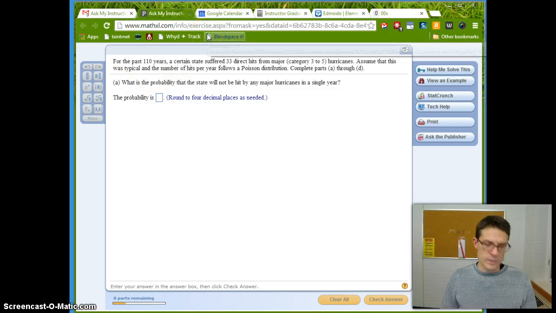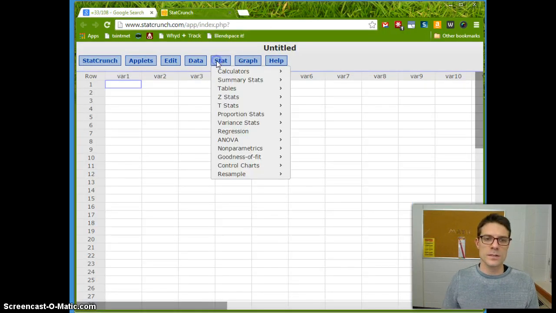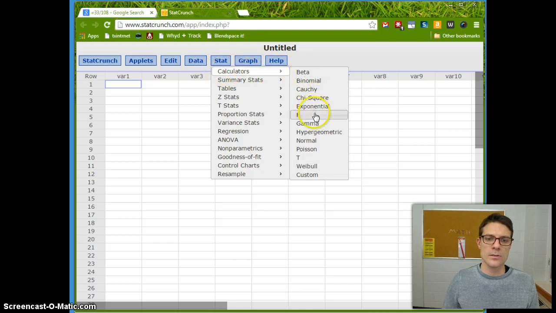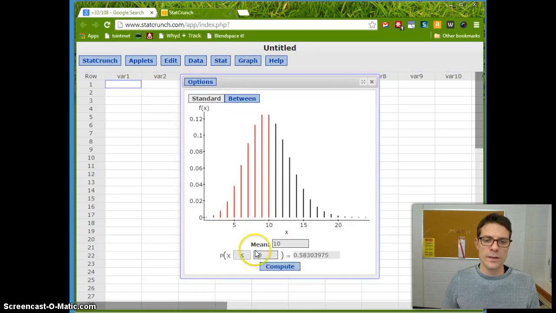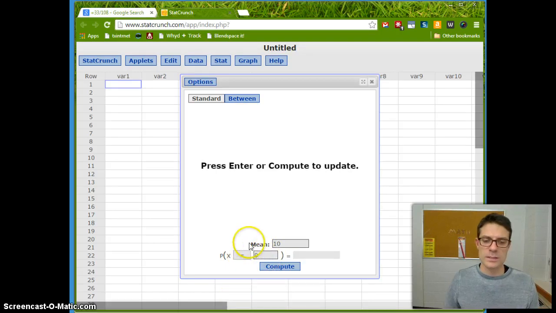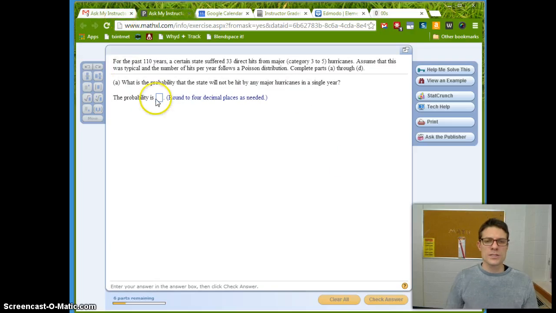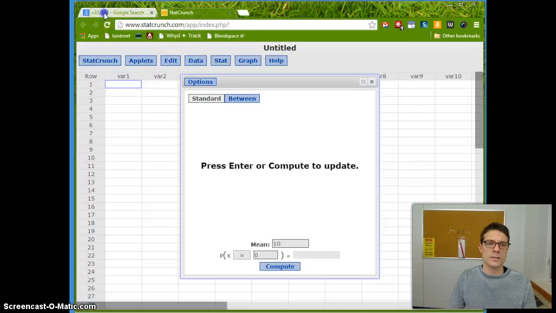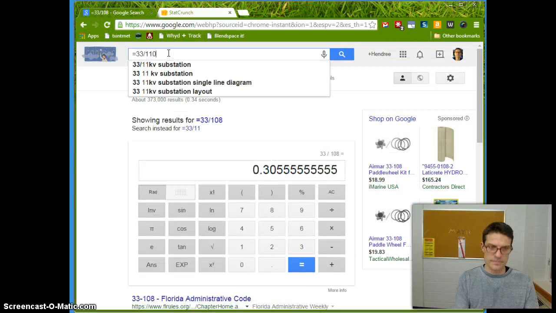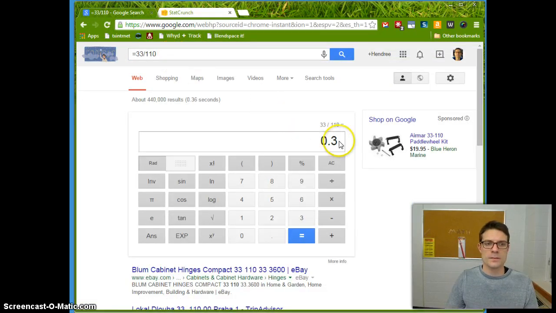So all we're going to want to do is use StatCrunch's Poisson calculator. We go Stat, Calculator, Poisson, and all we need to do to be able to ask what the probability of getting 0 hurricanes is know the mean of the distribution. And that actually comes from doing the rate times the amount of time you're talking about. Now, the rate of hurricanes hitting a year is 33 over 110, which we can just calculate real quick as 30%. Probably should have known that.